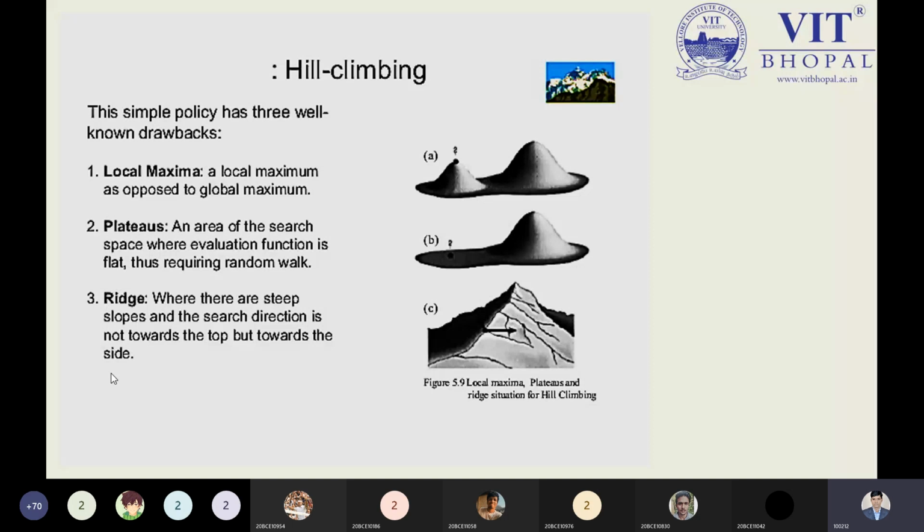Now I'm coming to my point. What are the types of hill climbing algorithms we can have? The first one is simple hill climbing. So, what is the sense of the simple hill climbing approach? The simple hill climbing algorithm is the simplest way to implement a hill climbing algorithm. It only evaluates the neighbor node state. Please keep that in mind.